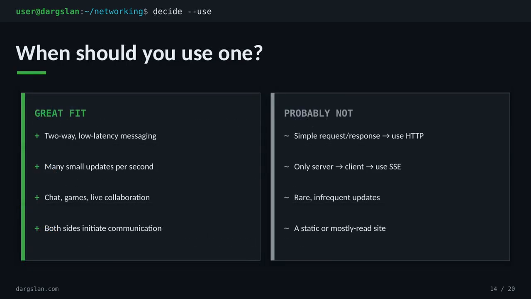So that naturally raises the question, when should you actually reach for WebSockets? They're a great fit whenever you need two-way, low-latency messaging. Think chat apps, multiplayer games, live collaboration tools, or anything where both sides need to speak up whenever they want. But if you're just doing simple request-response, plain HTTP is fine. If only the server needs to push, SSE is lighter. And for rare updates or mostly static sites, an open pipe is just overkill.